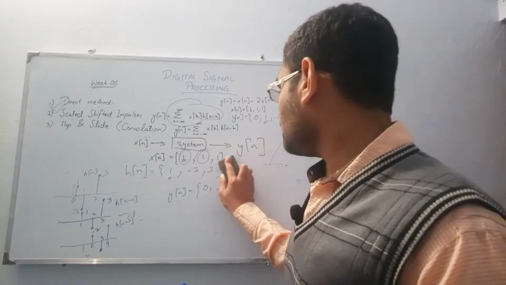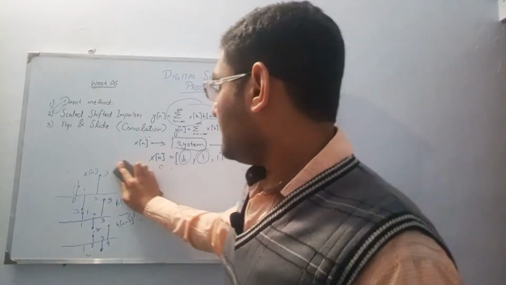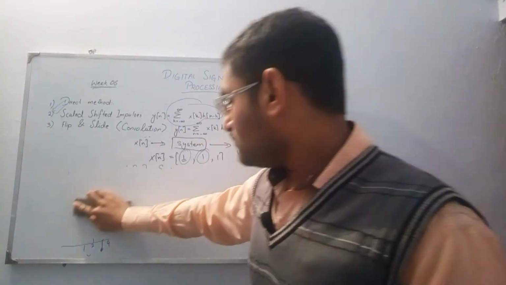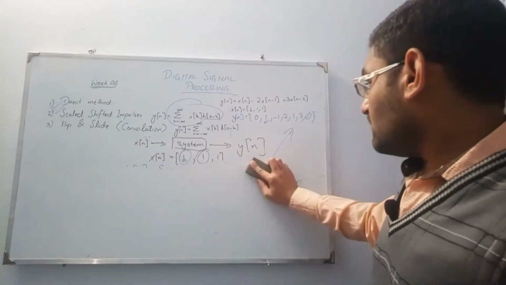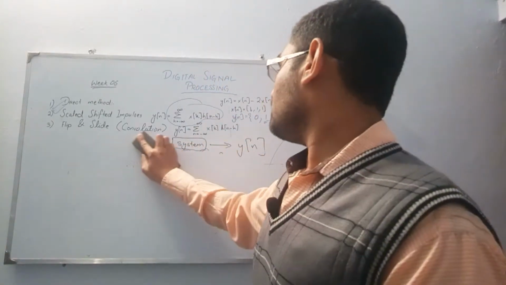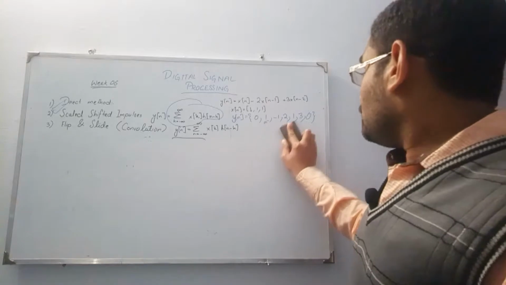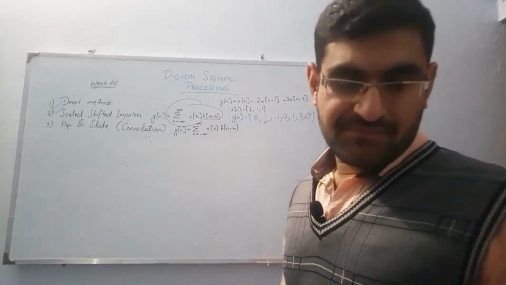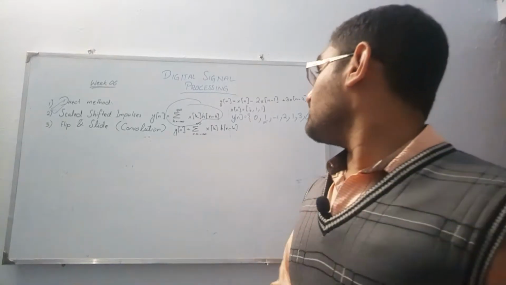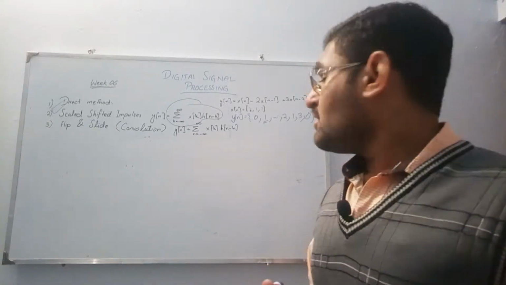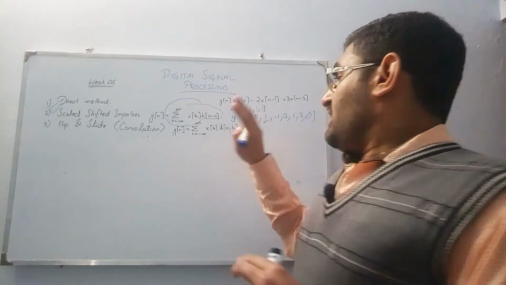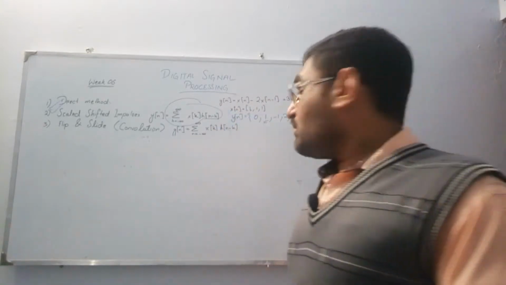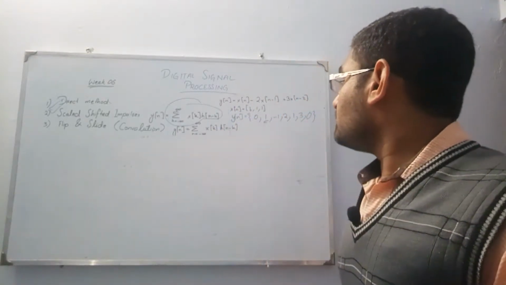What is convolution? The mathematical way of combining two signals to get the third one is called convolution. I am going to explain it in detail in this lecture. So what is convolution? In convolution, we have input signal and impulse response of the system.